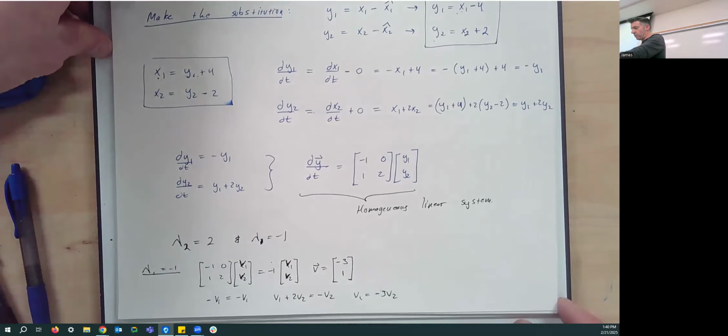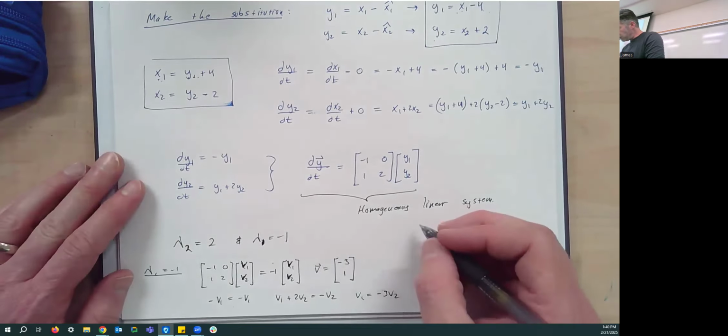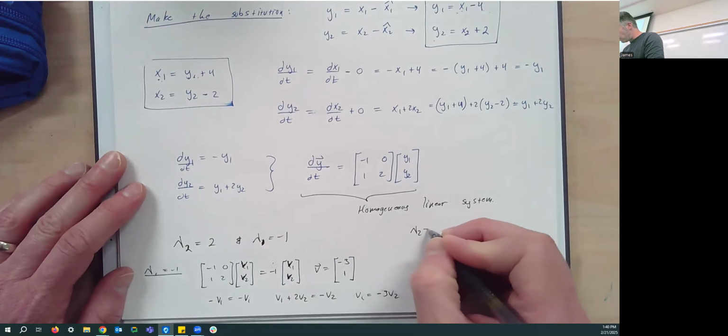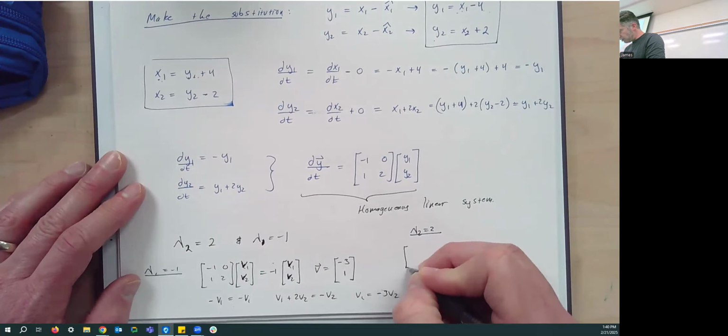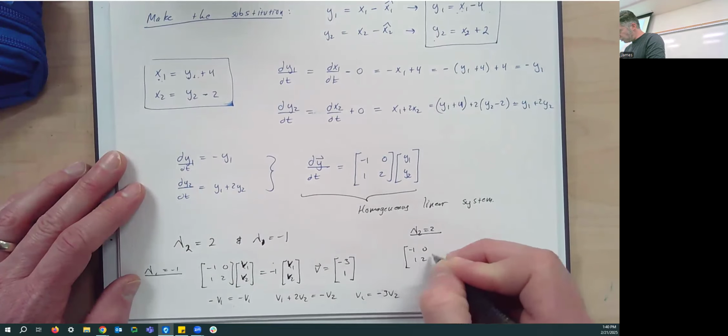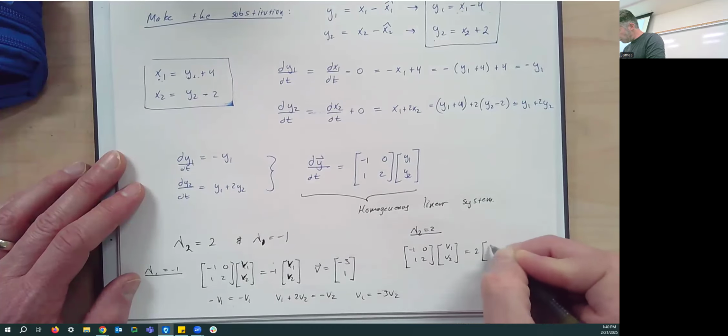This one actually isn't too terrible. It's the other one that's a little bit harder to sometimes wrap your brain around. So for the other one, for lambda 2 equal to 2, we have, again, the matrix negative 1, 0, 1, 2 times the eigenvector we're trying to find. Let's call it v1, v2 again, equal to 2 times v1, v2.